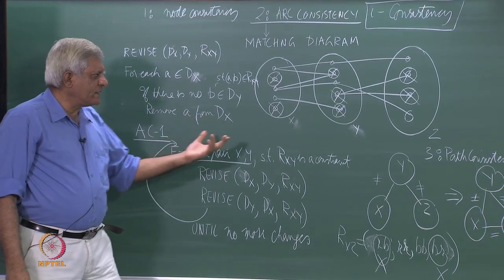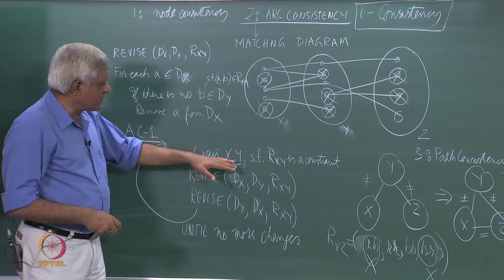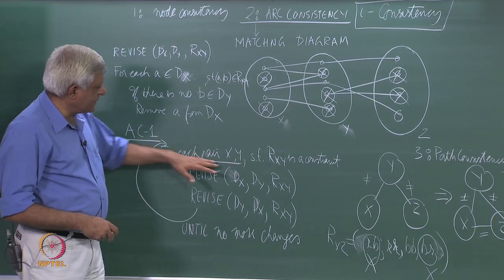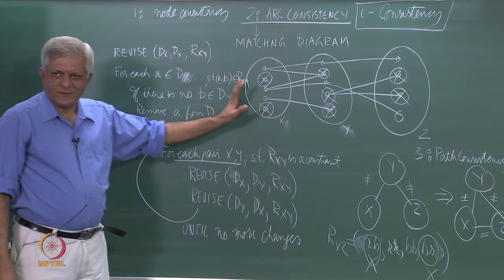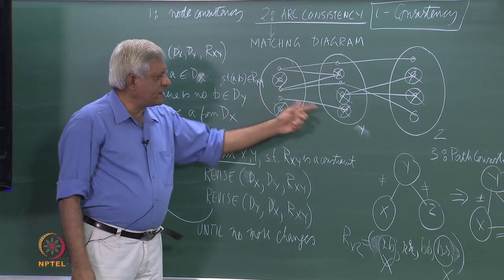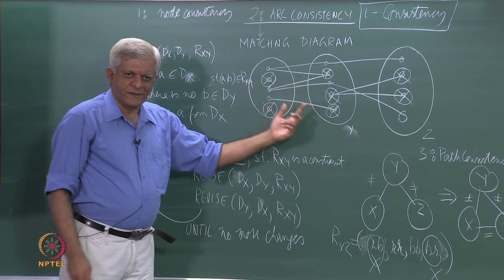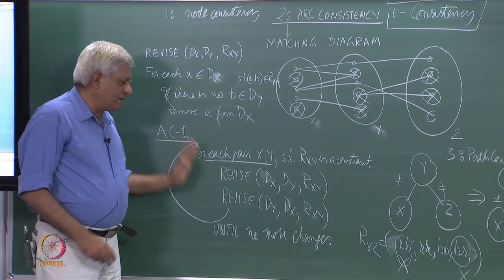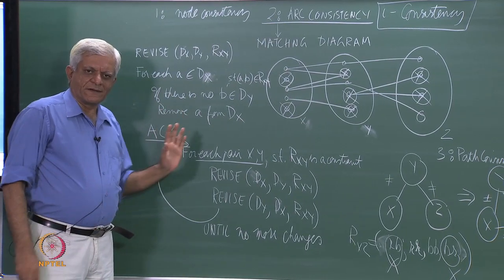At the very outset you can see calling revise xz does not really make sense, but of course we are not calling revise xz, because the condition says for each pair xy such that rxy is a constraint. So, rxz is not a constraint, so it is okay. We will make calls to revise xy, yx, yz and zy repeatedly till we come to a condition where no domain has changed, because then we are sure that it is arc consistent.